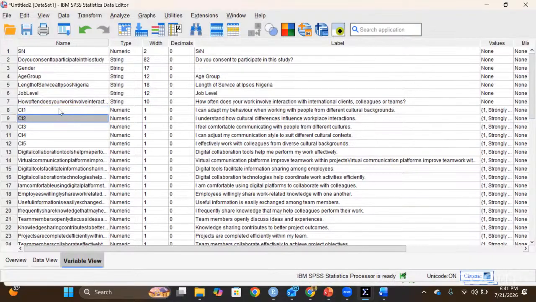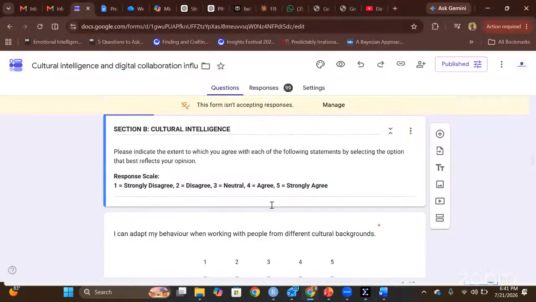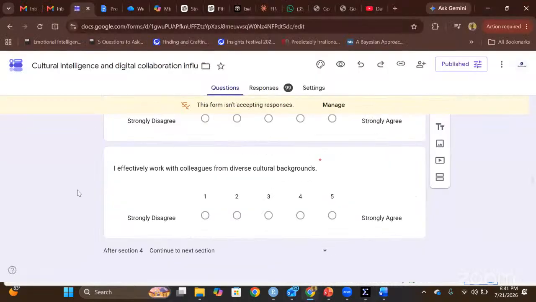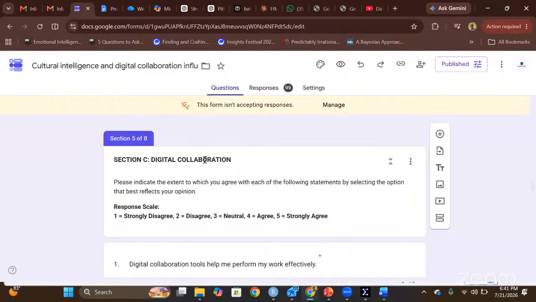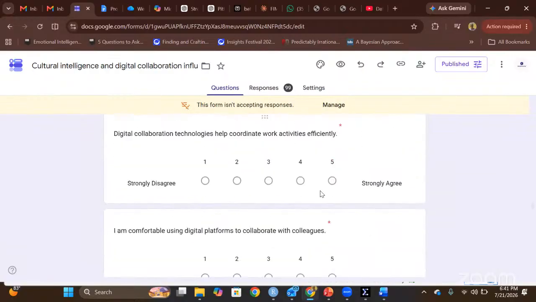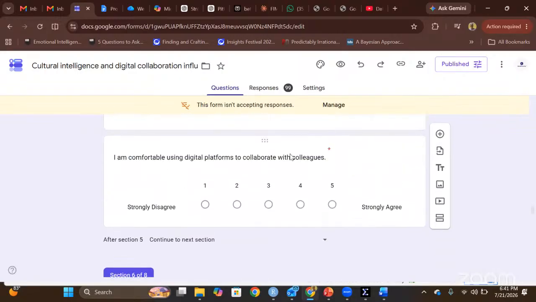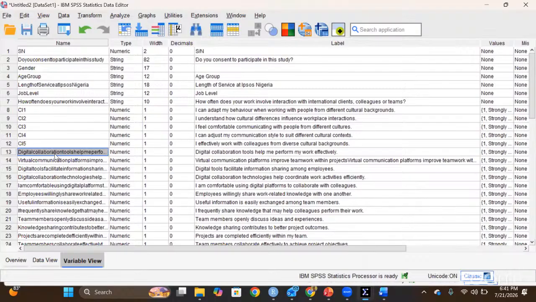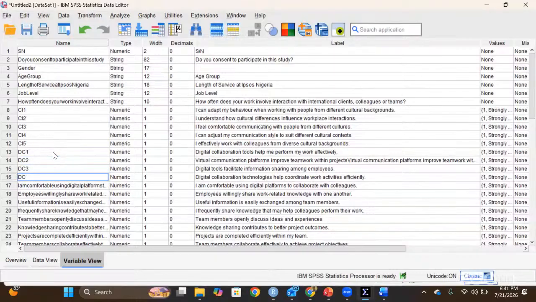So for the next dimension that we're going to be working on, what's the next dimension? Digital collaboration. Digital collaboration helps me perform my work effectively, and I am comfortable using digital platforms. Those are the questions, right? So this is the first one. What am I going to call it? DC1, this is DC2, DC3, DC4, then DC5.